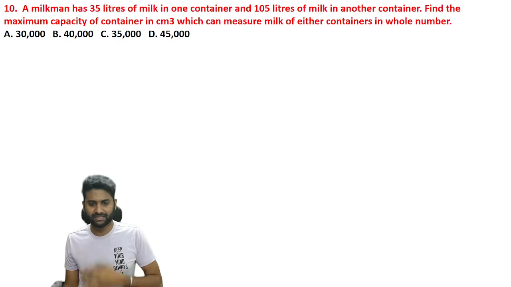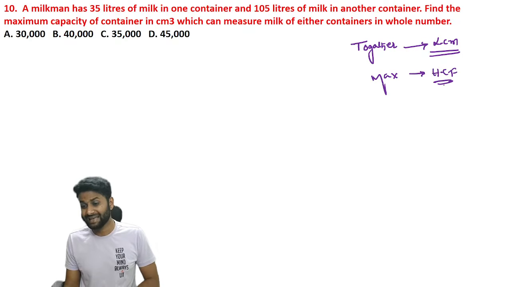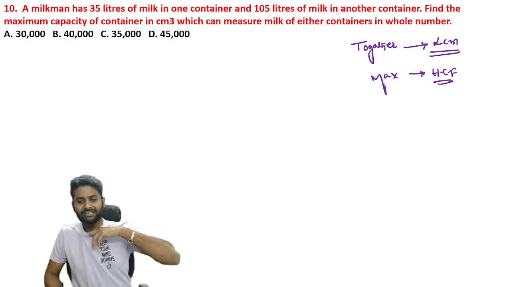Guys, a milkman has 35 liters of milk in one container and 105 liters of milk in another container. Find the maximum capacity. Guys, remember that if the question is about a together value, you will get it in the LCM concept. The maximum value you will get in the HCF concept. Why? Because the H itself defines highest common factor.